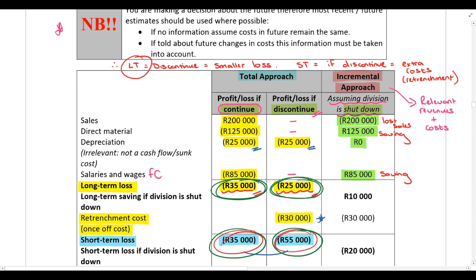So we can see we get exactly the same answer as the total approach. In the long term, we can see we are better off by 10,000 Rand if we shut down the division. So in the long term, we should shut down because we will save 10,000 Rand per annum. We get to exactly the same conclusion as the total approach. However, in the short term, we need to pay these retrenchment costs.